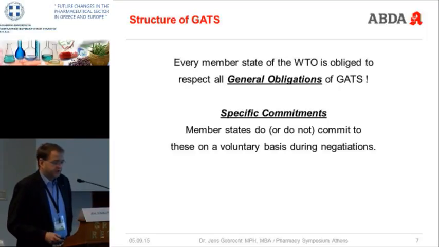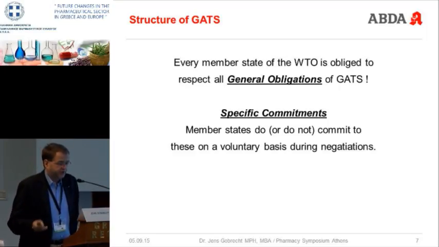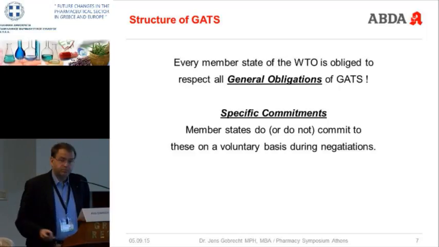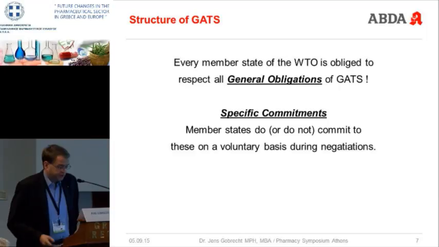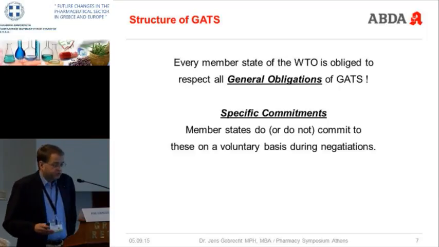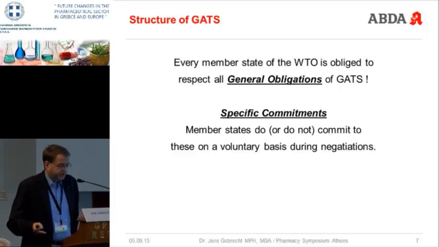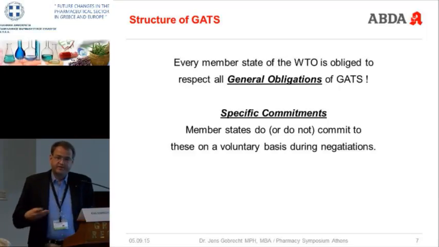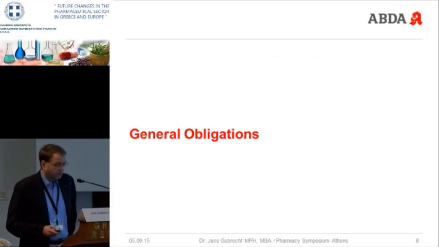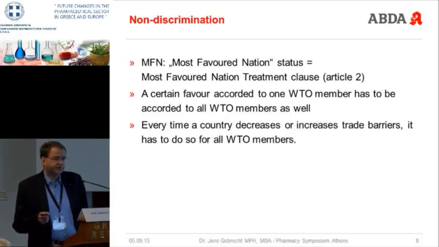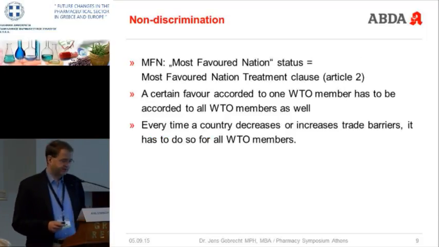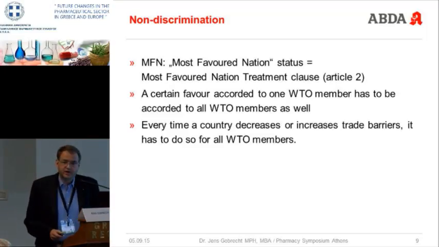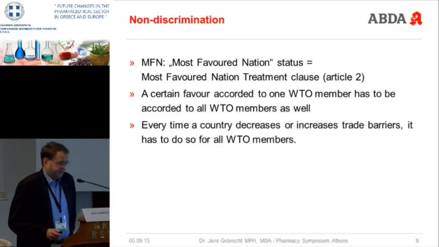So every member state of the WTO is obliged to respect all general obligations, and regarding the specific commitments, member states do or do not commit to these on a voluntary basis during negotiations. What this means, we come to this now. What are general obligations? The first general obligation in a trade agreement is non-discrimination. You are not allowed to discriminate.